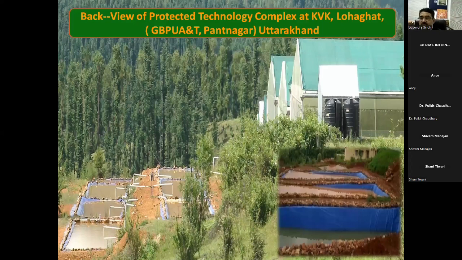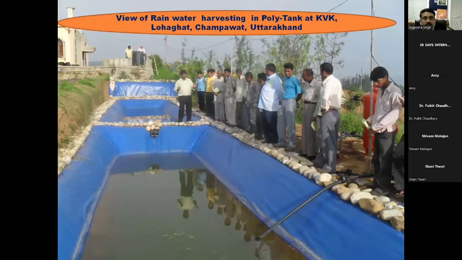A 2 to 3 filter system can be used for roof rainwater harvesting for polyhouse cultivation in the hill area. You can see the roof rainwater harvesting. We can develop it at 300 rupees per cubic meter. This is the cost of installation.